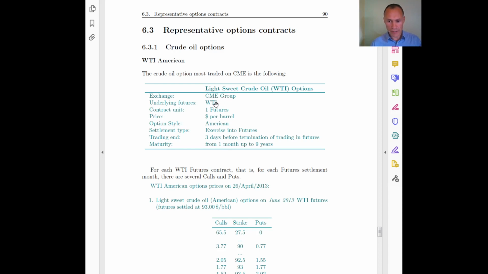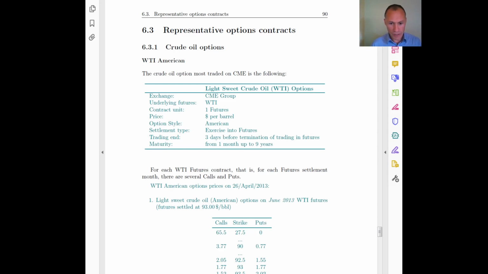So the underlying futures is the WTI futures. Each option is on one futures, and it is quoted in the same way as the futures itself. It's in dollars per barrel. Again, it's an American type of option. It's exercised into futures, as we discussed in the previous video, and it has the other characteristics you see here.